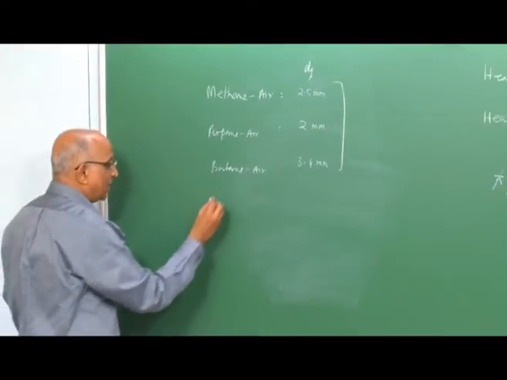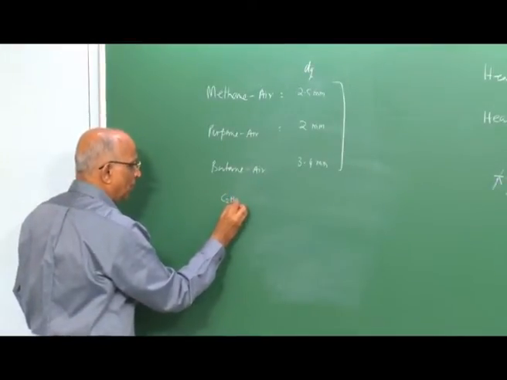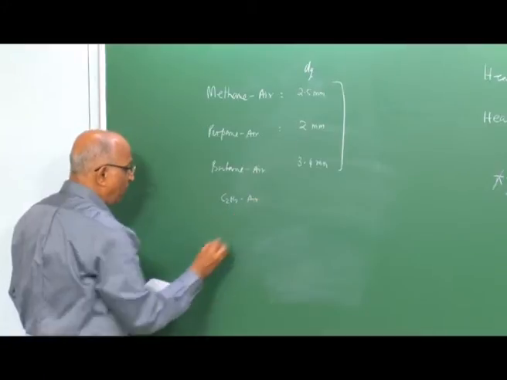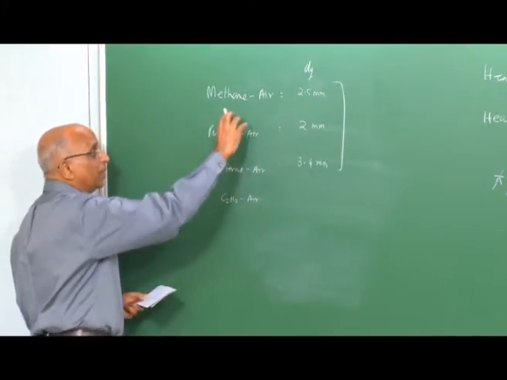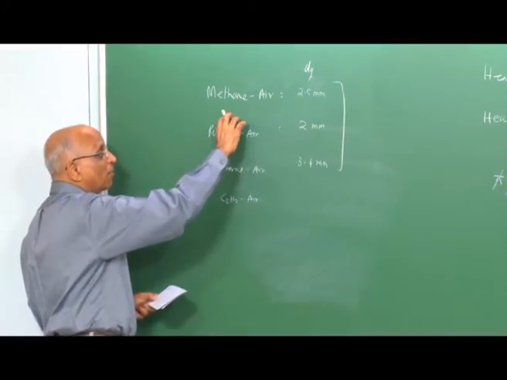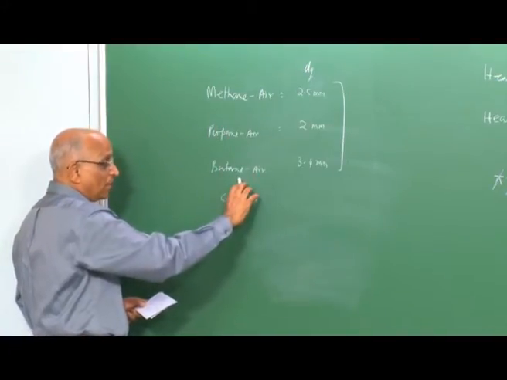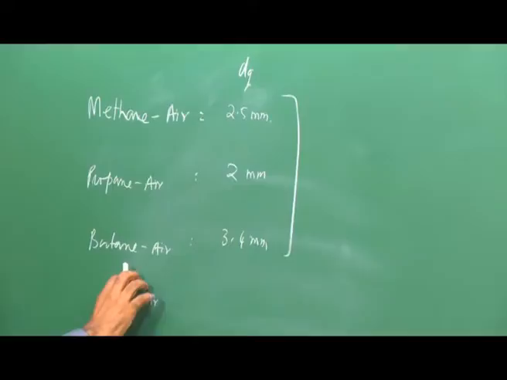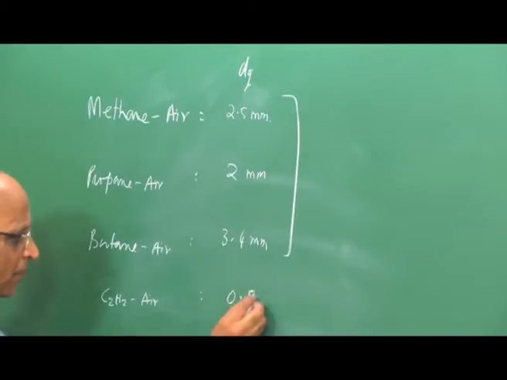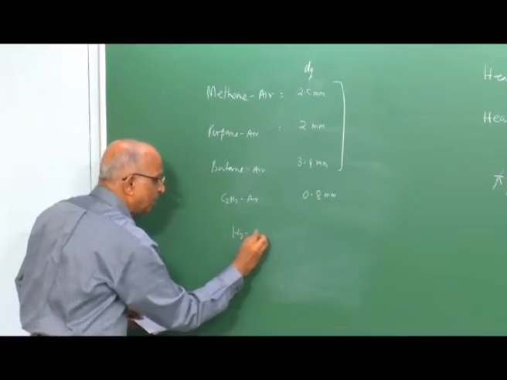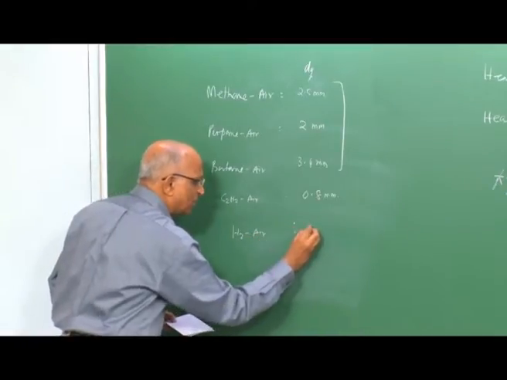When we go to acetylene, C2H2 and air, which we found has a much higher flame speed than these, which had around 0.5, this had almost around 1.7 or 1.8 meters per second, the quenching thickness is very much smaller, of the order of 0.8 mm, and the hydrogen air has a value around 0.6 mm.